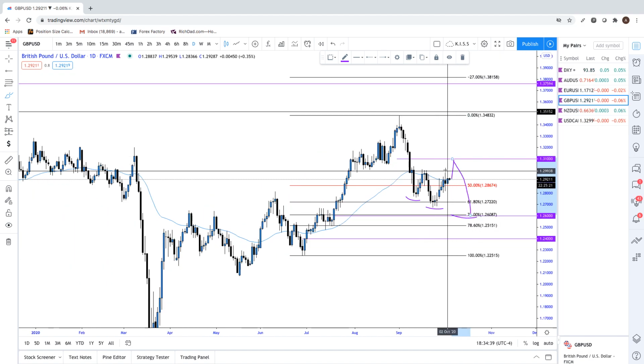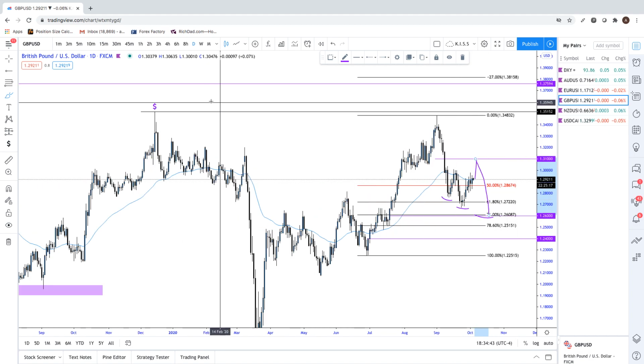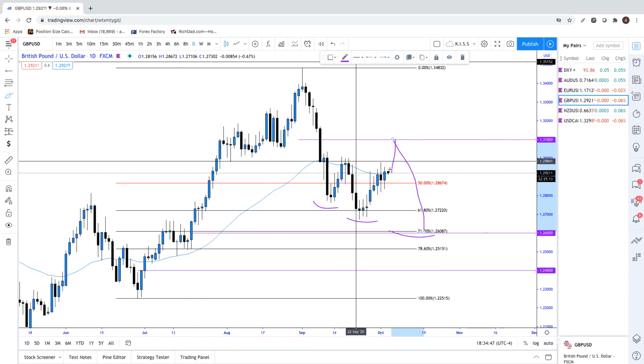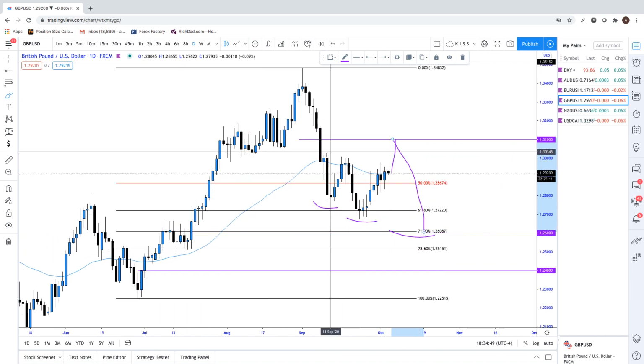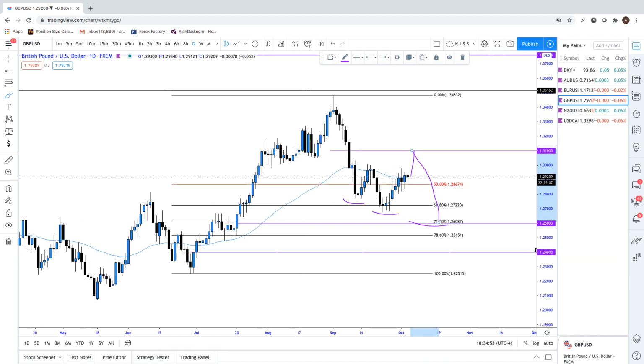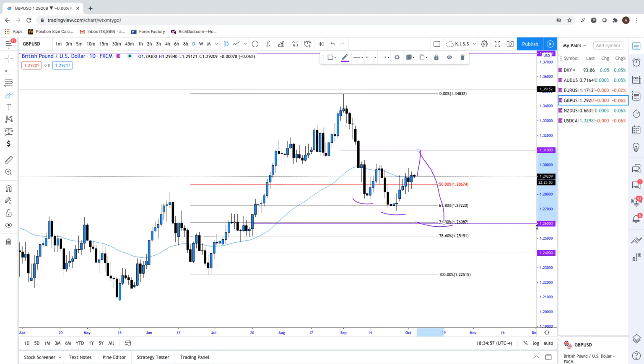Okay, so I don't think GU is quite ready yet for that push back up into our old high here at 1.3515. I think we'll get a run on this liquidity to the upside and then a move back down to the downside into 1.2600 at least. Okay, that's just my thought process on this.